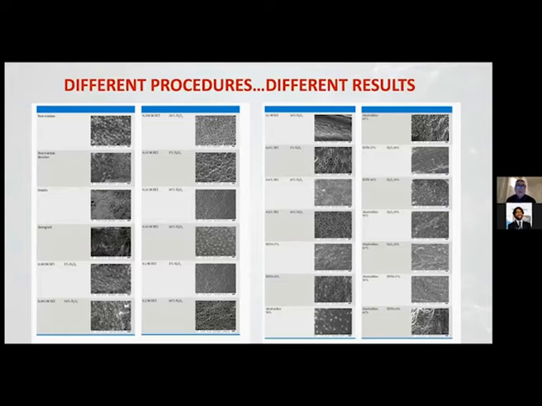So we analyzed, for example, HCl, EDTA, ethylic alcohol, and I don't remember all the tests. The surface obviously is completely different. This is the untreated tooth, and you can observe the difference between each different procedure.